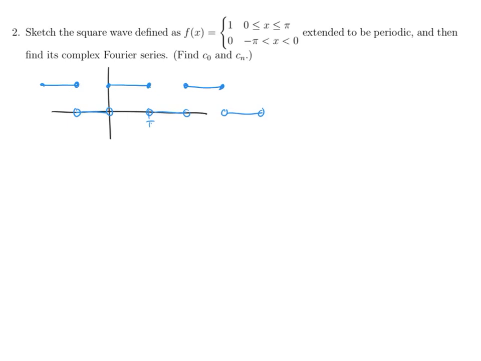So you got to find c naught and c n. So c naught, first of all, is the average value. So you can just look at this and say the average value is 1/2. You don't have to actually compute anything.